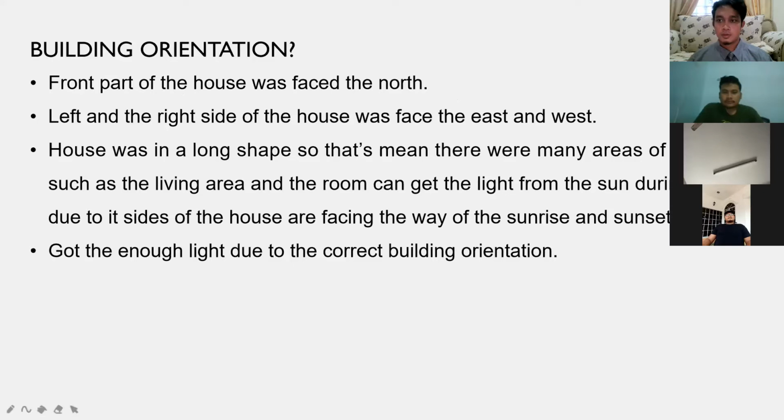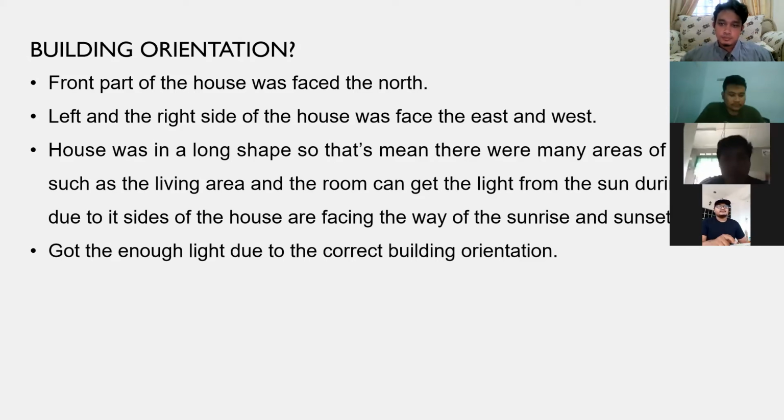Okay, I will continue to the building orientation. So the front part of the house faces the north, and the left and the right sides of the house face the east and the west. And the house is long in shape, so that means there are many areas of the house, such as the living area and the rooms, that can get light from the sun during the day. This is due to its sides of the house facing the way of the sunrise and sunset.